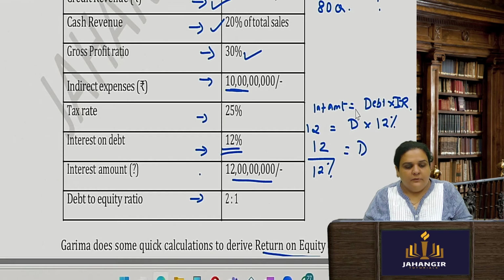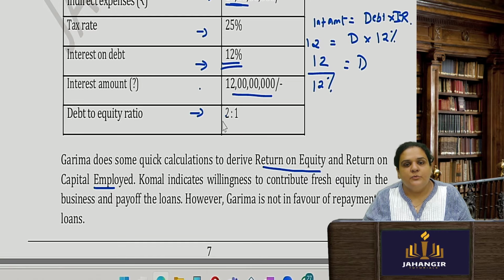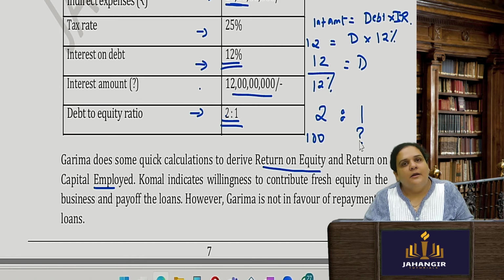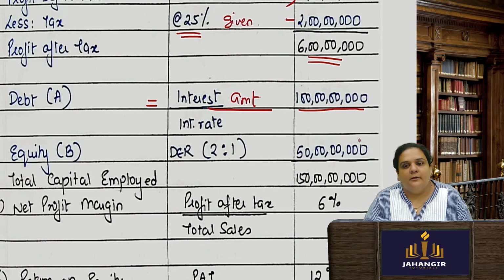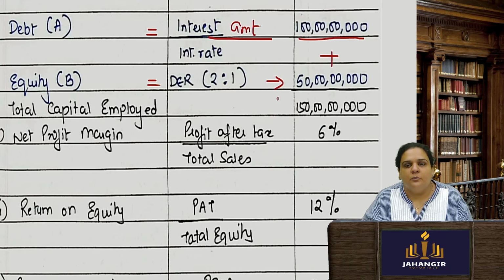And debt equity ratio is 2:1. That means for every 2 of debt, you have 1 of equity. So if debt is 100, how much will be my equity? Debt equity ratio is 2:1, therefore my equity will be 50 crores. So 100 crores plus 50 crores is my total capital employed, 150 CR.